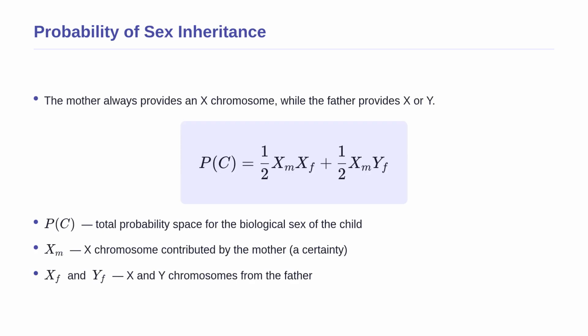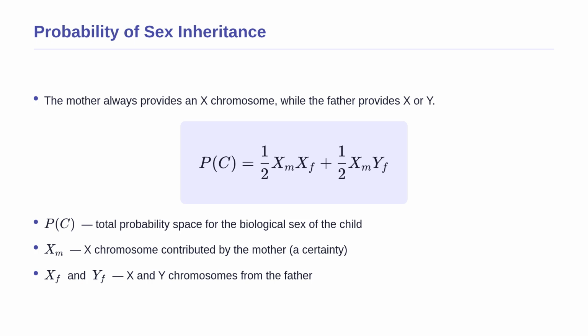With the biological foundation set, let us look at how sex is passed down mathematically using probability. The mother always provides an X chromosome because she has nothing else to give. The father's sperm cells have a 50% chance of carrying an X and a 50% chance of carrying a Y. This brings us to our first formula.